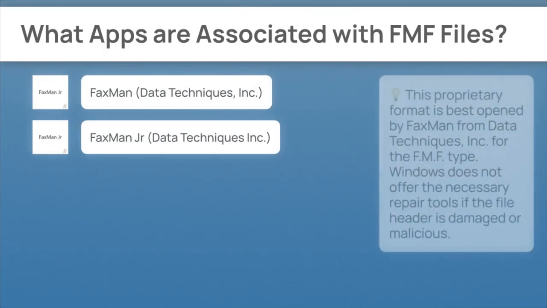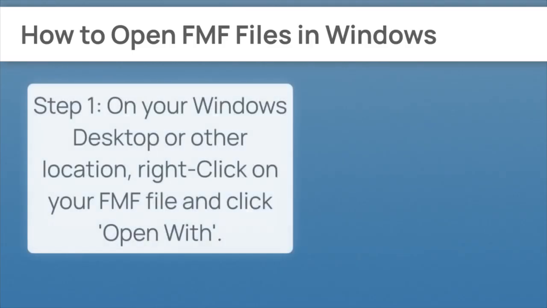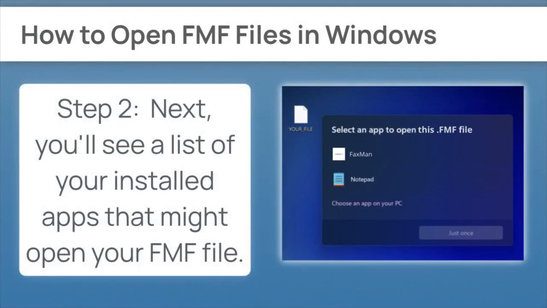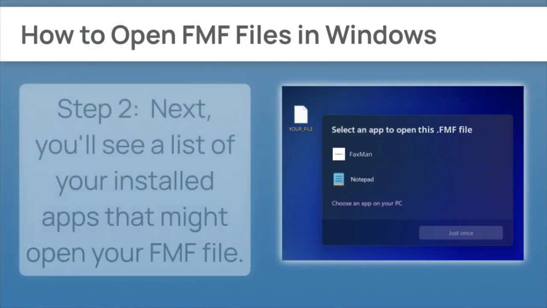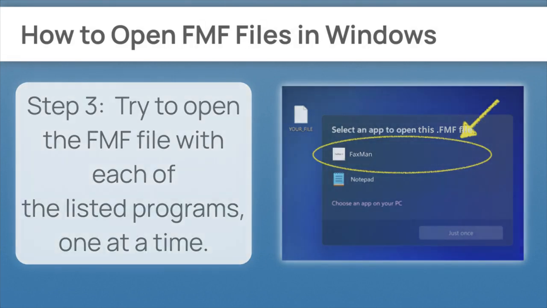Opening this file with an unknown Windows program poses a critical security risk. Windows provides a shell-level view, but the data itself must be read by the intended software. We are testing the limits of your installed programs. Right-click the FMF file and select Open with. Test FaxMan first. If it fails, select another application. Compatibility is not always straightforward.